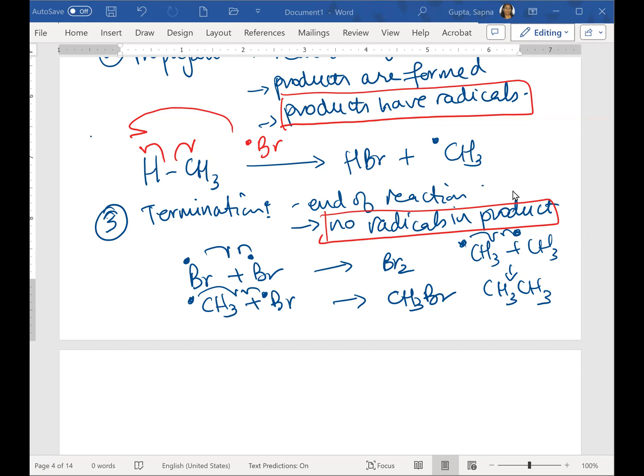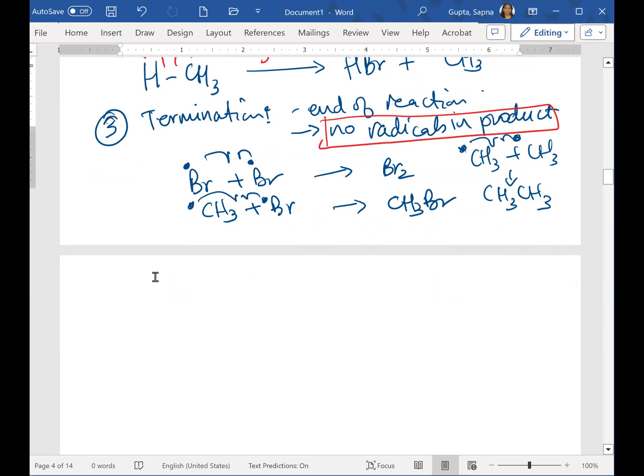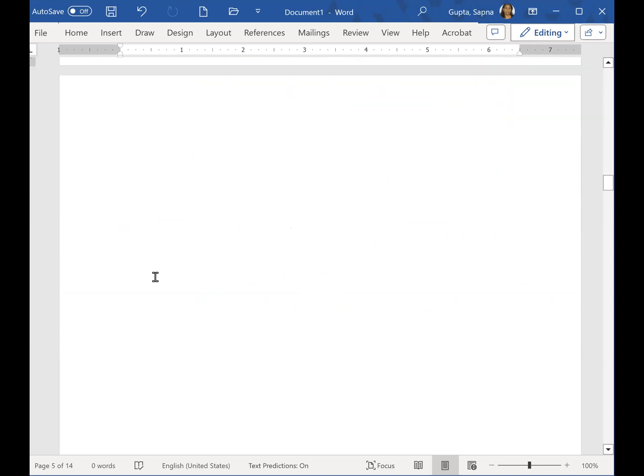So that's termination. Any kind of reaction is going to have three steps. Let's go ahead and write a mechanism so we can see how these three steps work. Again, keep it simple. That has been my motto, although you have not been following my motto of keeping things simple.